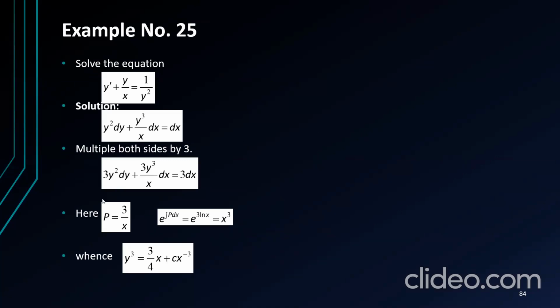So, multiply both sides by 3. Magiging 3y squared dy plus 3y cube over x dx is equal to 3 dx. Here, p is equal to 3 over x. So e exponent integral of p dx is equal to e exponent 3 ln of x, or x cube. Tama?